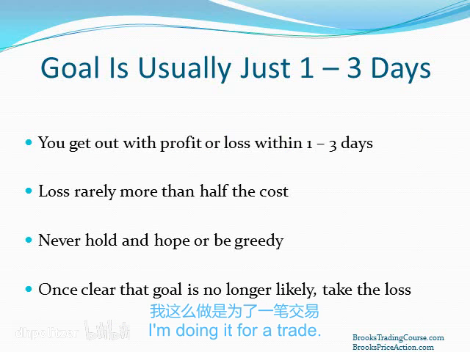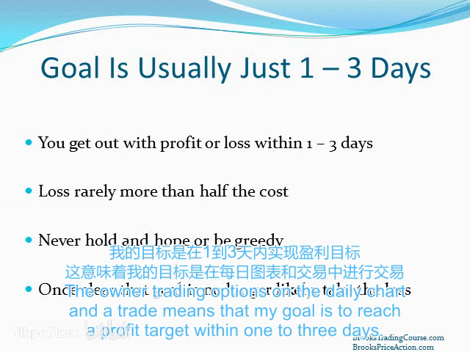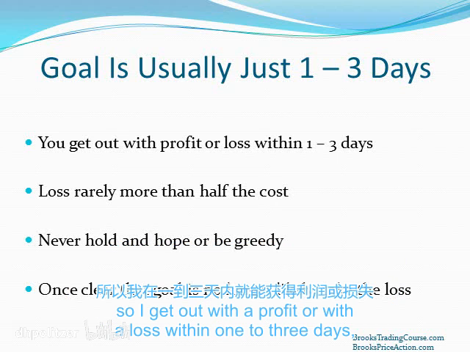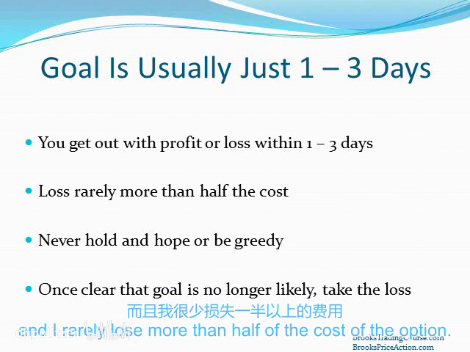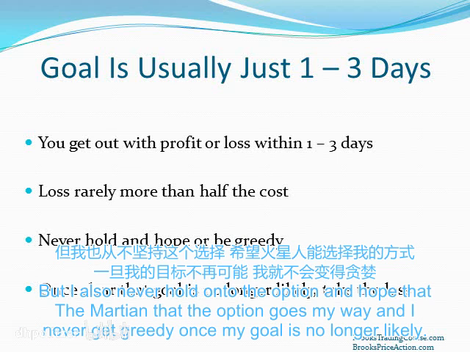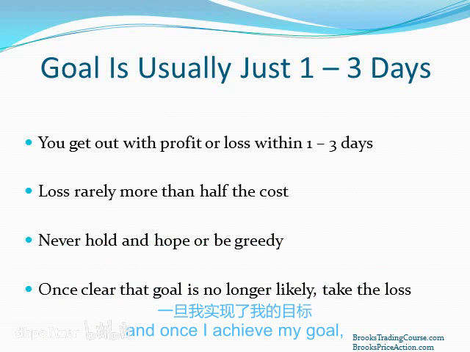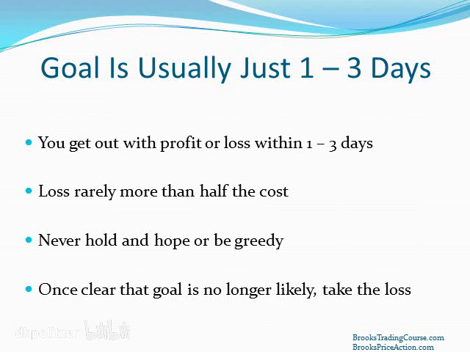Usually when I'm trading options, I'm doing it for a trade on the daily chart. And a trade means that my goal is to reach a profit target within 1 to 3 days, and then I get out. So I get out with a profit or with a loss within 1 to 3 days. And I rarely lose more than half of the cost of the option. But I also never hold onto the option and hope that the option goes my way, and I never get greedy. Once my goal is no longer likely, I just take my loss and get out. And once I achieve my goal, I take my profit and get out.